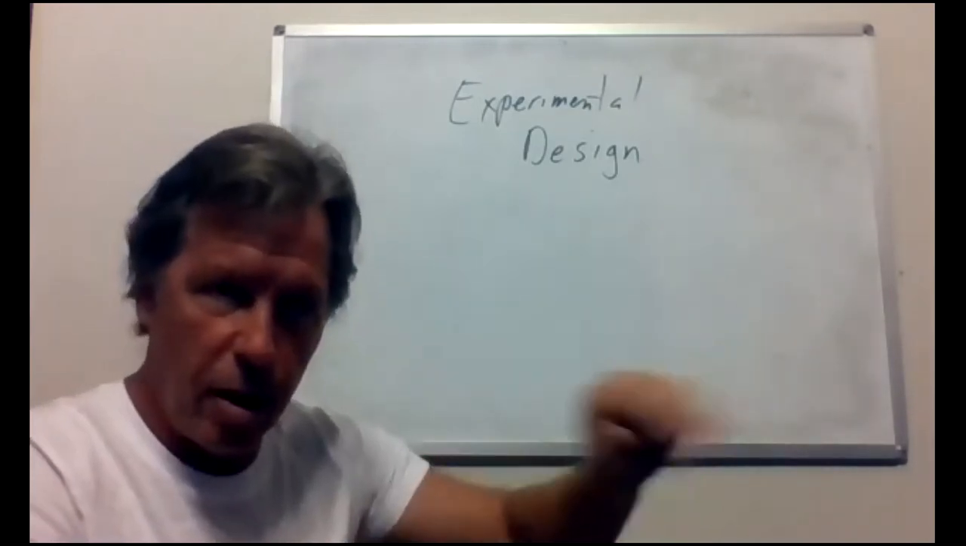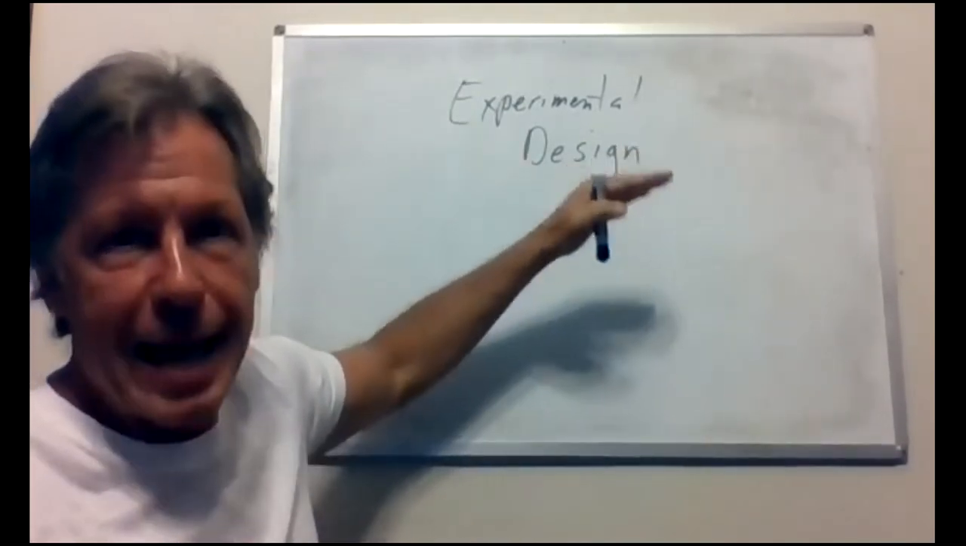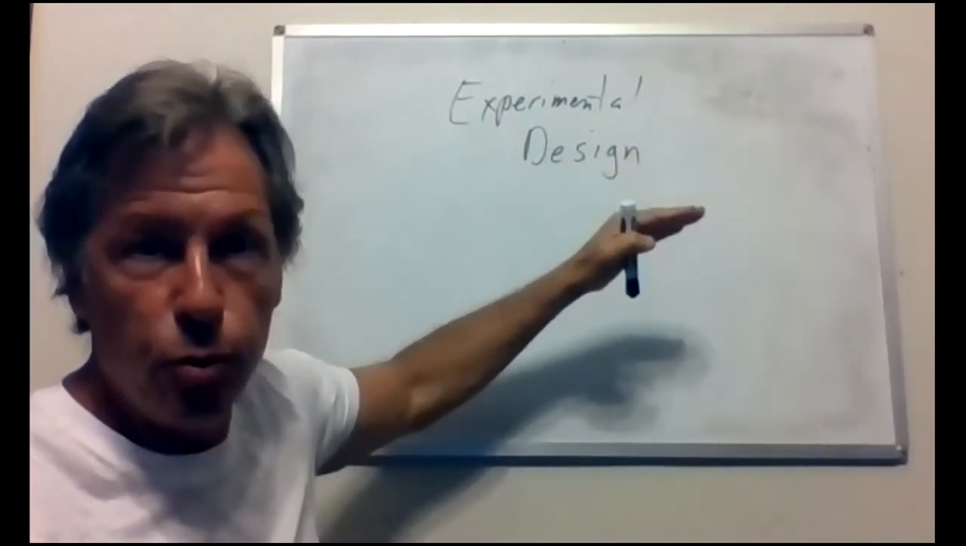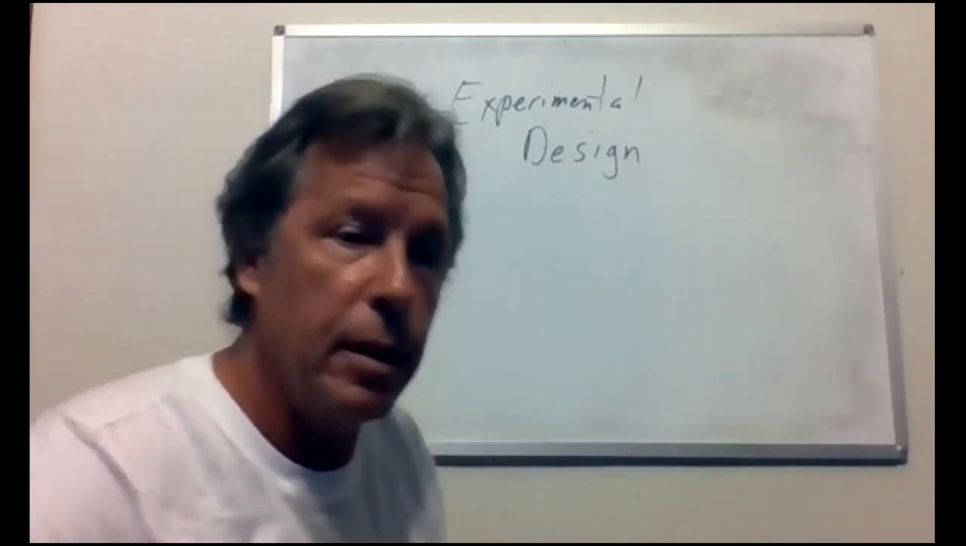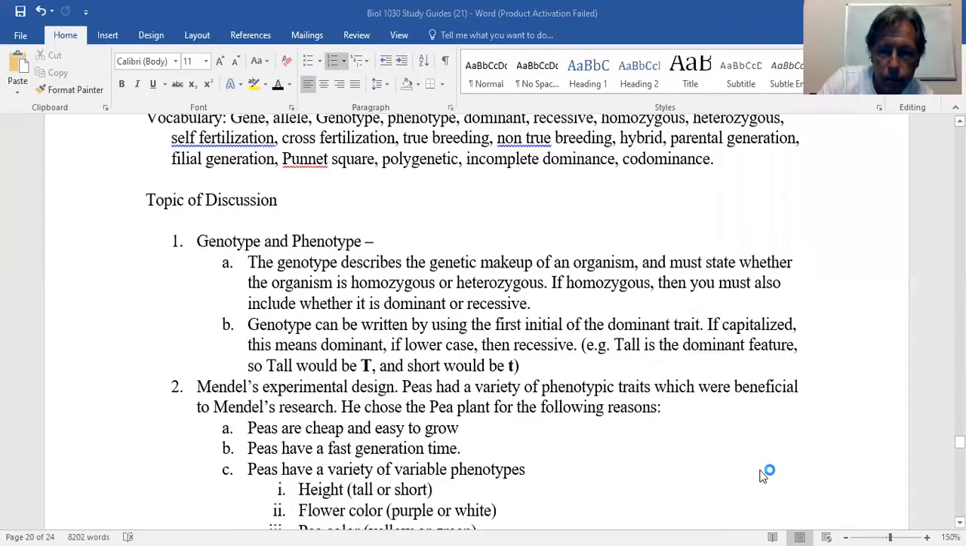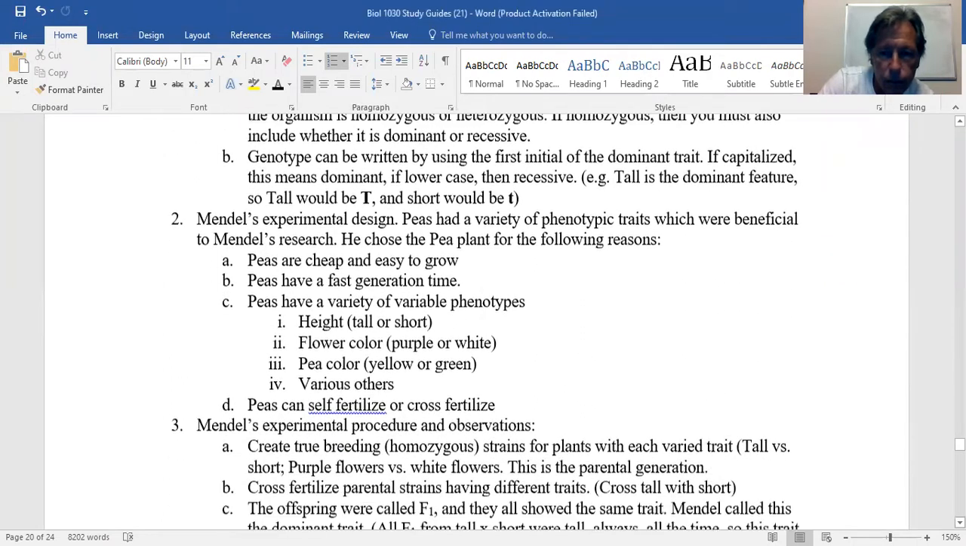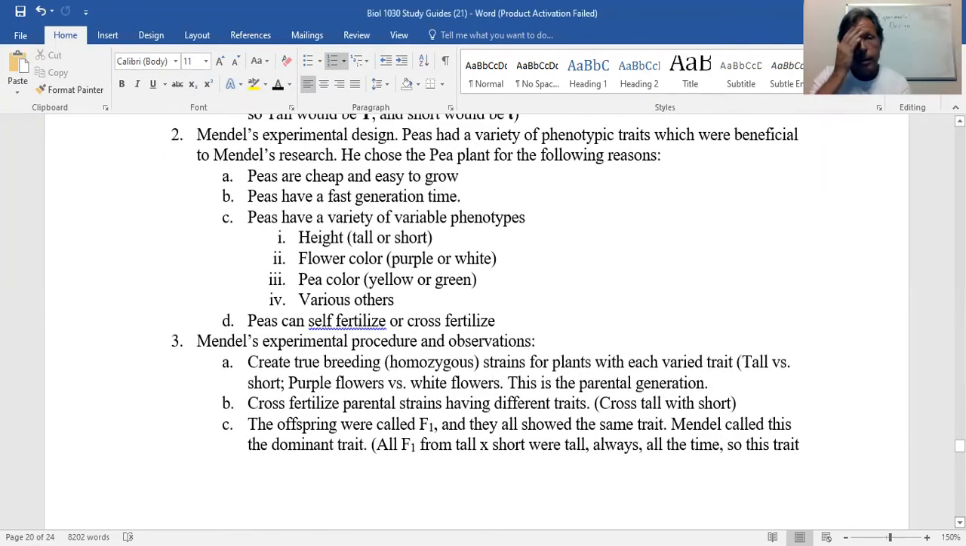Okay, now that's a little off track. We're going to come back to where we were. Experimental design. What exactly did Mendel do? Now, I'm going to go back to the note set because that's got critical information for us. All right. The first thing he did was created true breeding strains.